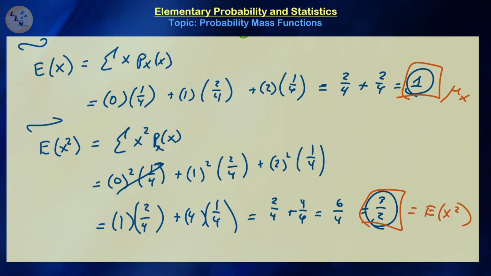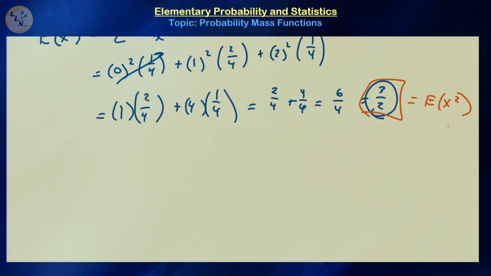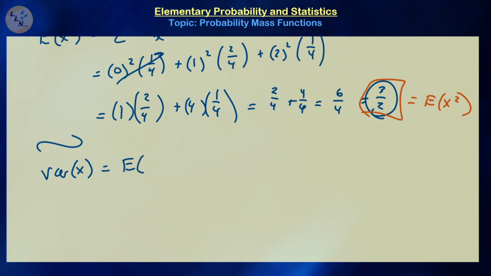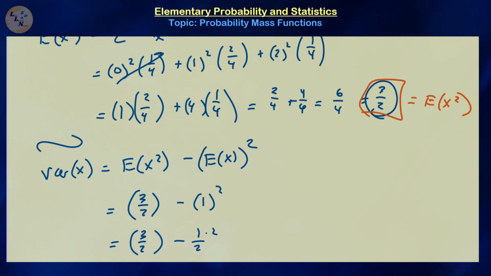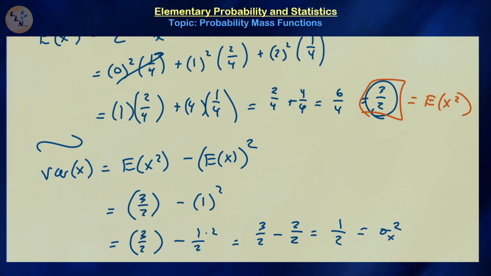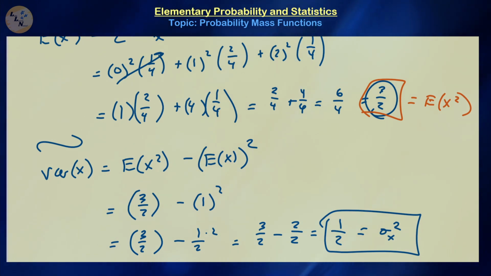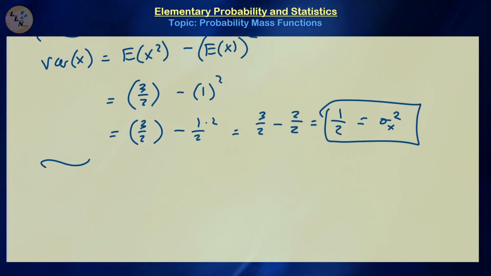From these two, I can calculate my variance very easily. My variance, remember, is going to be my second moment minus the mean squared. So my second moment is 3 halves, and my mean is 1, squared. So it's going to be 3 halves minus 1, which is the same as 2 over 2. So I have 3 over 2 minus 2 over 2, which is going to be 1 over 2. So my variance is 1 half.